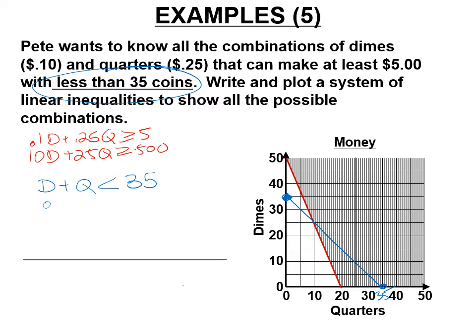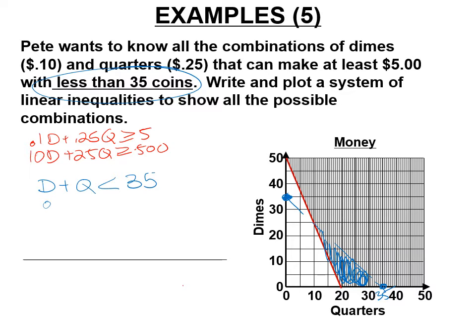And, oh, it's less than, so it should be dashed. So let me redo that. So we want more than $5, but we want less than 35 coins. Where is the solution? It's this area right there.